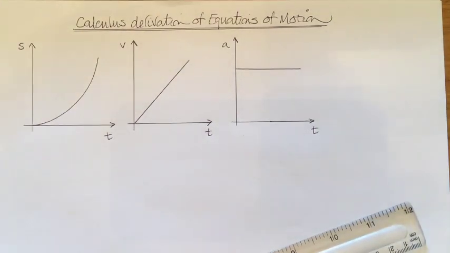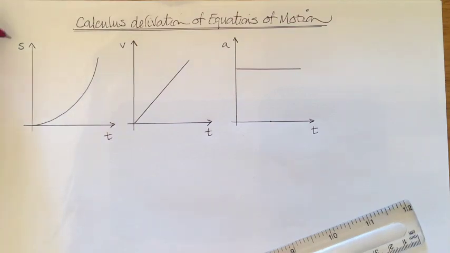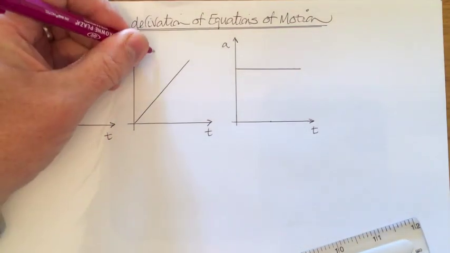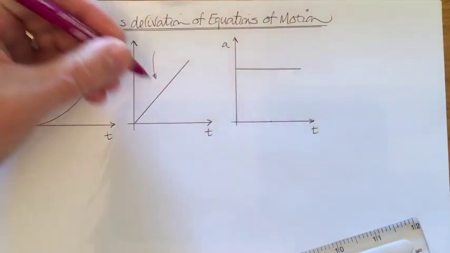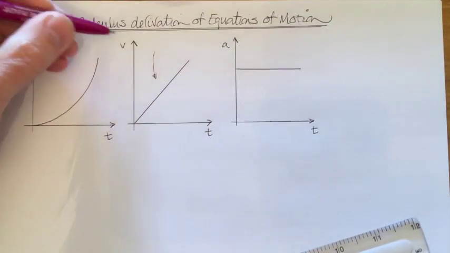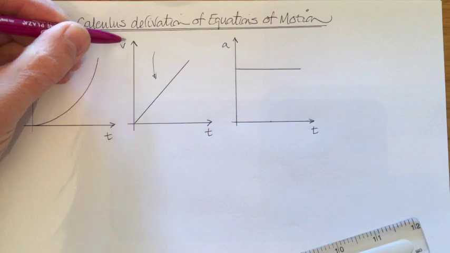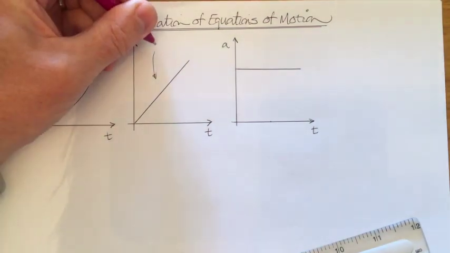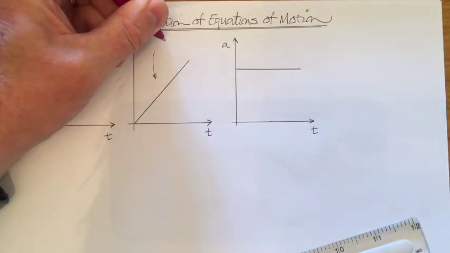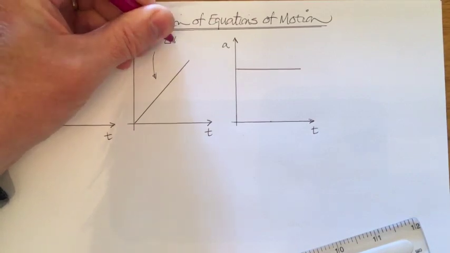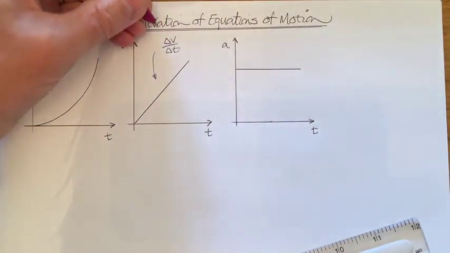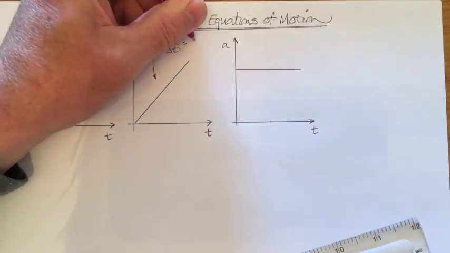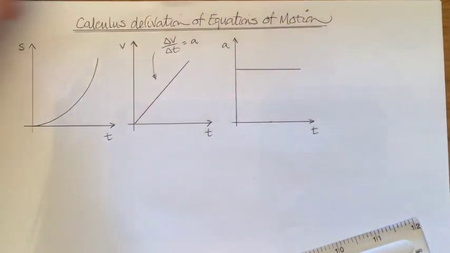Now, when we talk about calculus, what do we really mean? We really mean what's the gradient of the graph at a particular point. Well, the gradient of this graph is the change in the y-axis over the change in the x-axis. Well, change in velocity with respect to time is acceleration. Acceleration is the gradient of the velocity time graph.